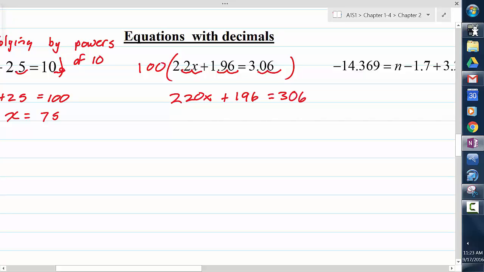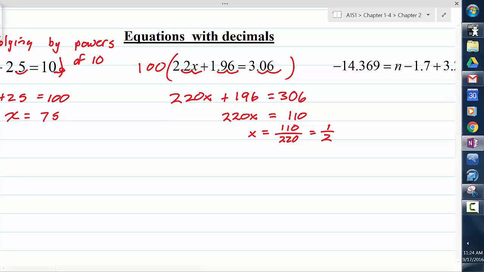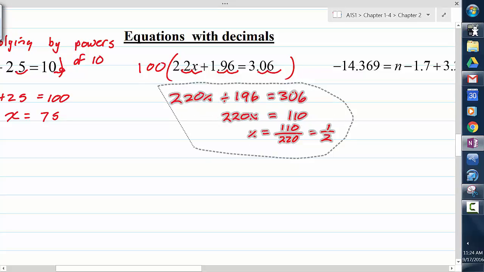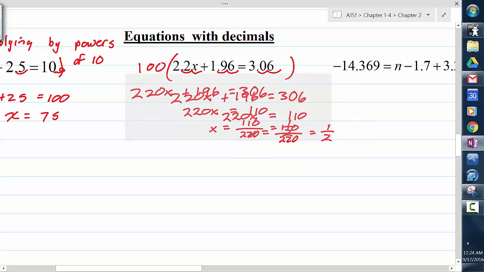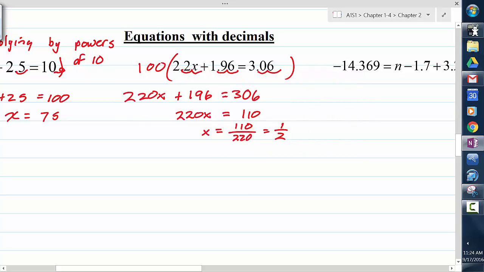So because of that, it's an easier equation to solve, right? Subtract 196 on both sides, you get 220x equals 110. x equals 110 over 220, which is just 1/2. So they get easier when we multiply by some power of 10 to move our decimal point.